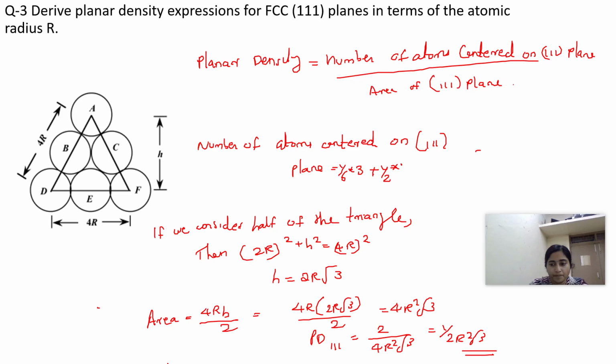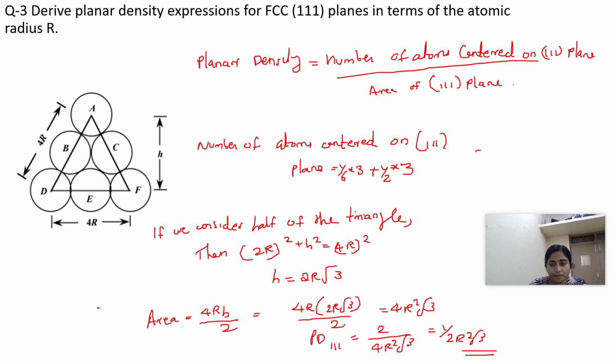So this is the way we have to solve it. The number of atoms centered on the 111 plane will be 1 by 6 into 3 plus 1 by 2 into 3. So the total number of atoms will be 2.